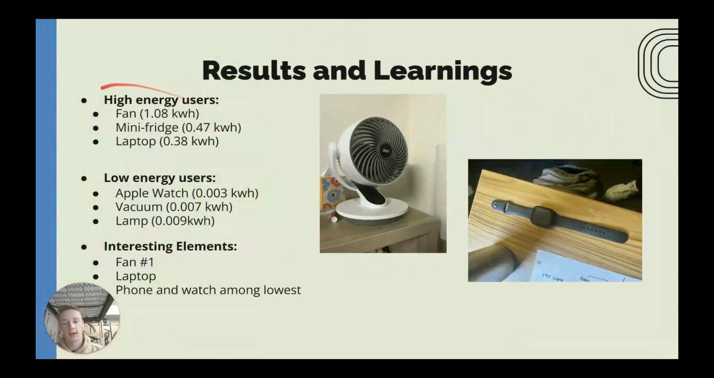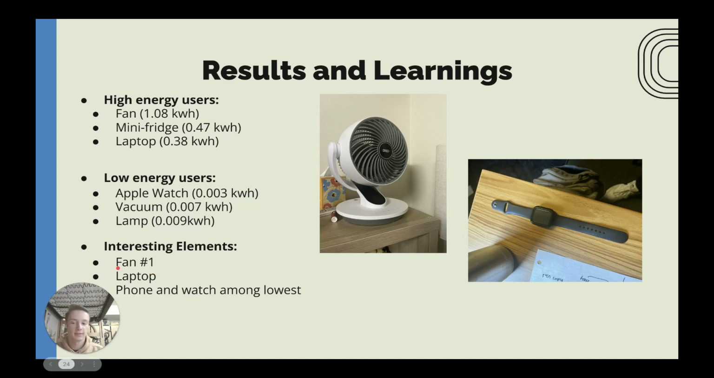So what I learned from this: the highest energy user was the fan, which kind of surprised me. I didn't realize how much a fan actually uses. It is on for 24 hours a day, so it makes sense that it was rather high, but it was more than double the mini fridge. That was surprising to me. Laptop was also up there. I use it a lot for school. Some low energy users, Apple Watch and the vacuum were very low, as well as the lamp. I wasn't expecting the Apple Watch to be quite so low, especially because I plug it in overnight, but it is a small battery. So some interesting elements.